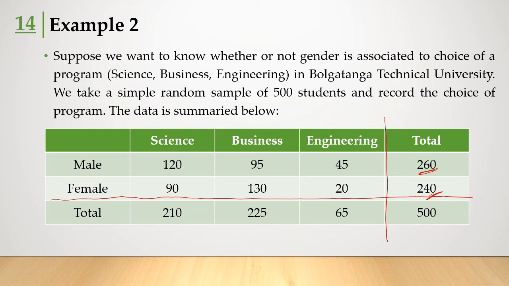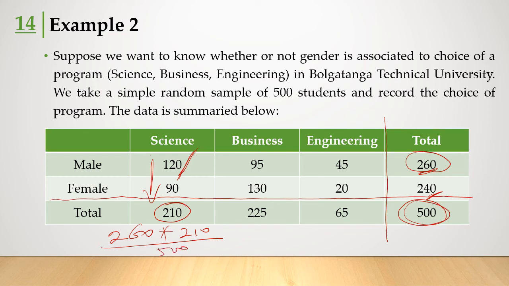For example, if we want the expected value for male science, that is the first cell, what we do is take the row sum of that one, 260, multiply that by the column sum, that is 210, and divide that by the overall total, 500. If we do this calculation, we should be getting 109.2. Again, let's take here 20. Where the 20 is, how do we get the expected value for that?